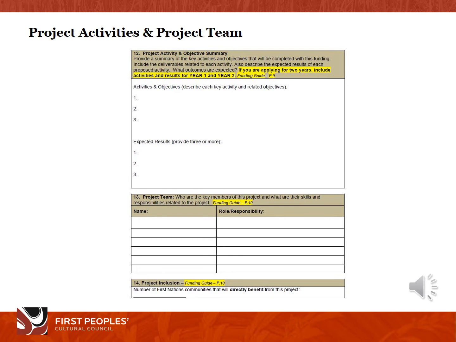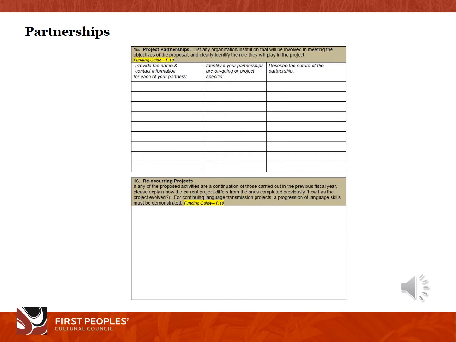Please identify the key members of your project team and their skills and responsibilities related to the project. Make sure to indicate the number of First Nations communities that will directly benefit from this project. Please identify any organizations or institutions that will be involved in the project and clearly identify their role in meeting the project objectives. If any of the proposed activities are a continuation of those carried out in the previous fiscal year, please explain how the project has evolved from the previous year. Please see page 10 of the funding guide for more information.